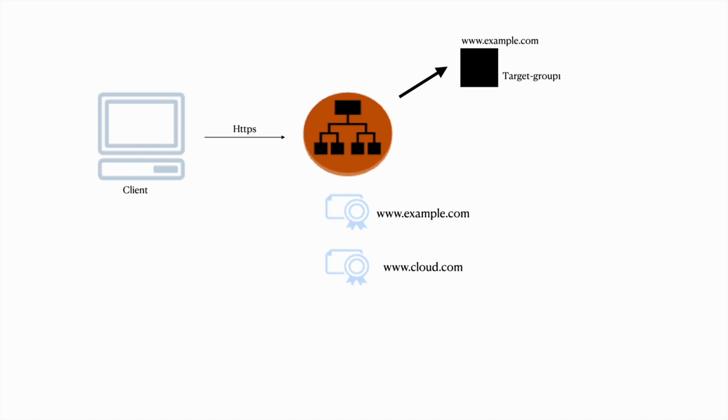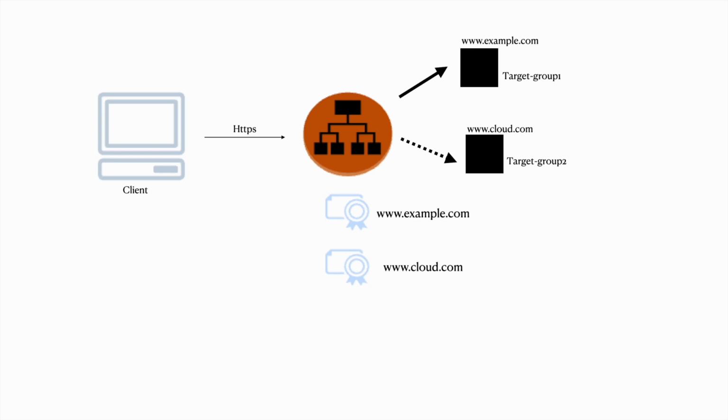That is SNI. If that is present, the load balancer will automatically redirect its traffic to the target group where example.com is hosted. And if traffic comes for cloud.com, the load balancer will automatically redirect the traffic to target group 2 because it has cloud.com attached with it. This way, the load balancer redirects its traffic to different target groups with the help of SNI.